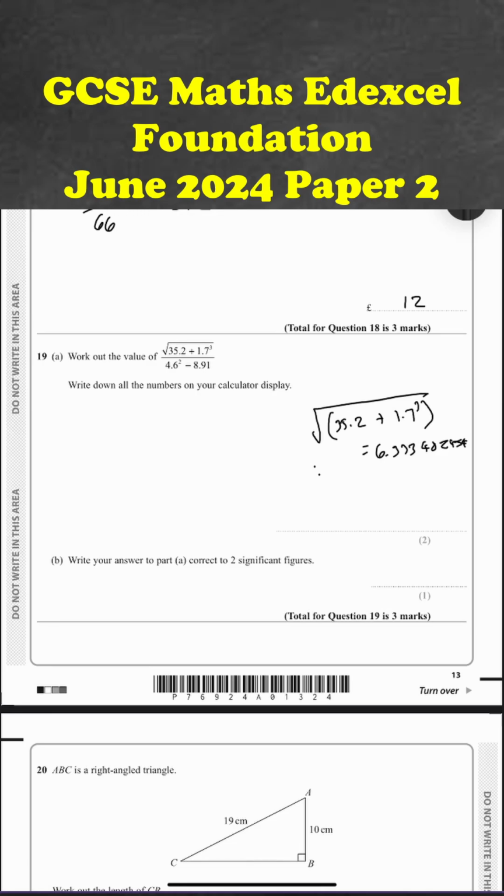And I get 6.333482454. And then I'm going to do that number divided by open brackets, 4.6 squared minus 8.91, close brackets. And I get 0.51701897959, as it wants all the numbers on your calculator display. Part B, write your answer to part A correct to two significant figures, 0.52, as the 7 rounds up to a 2.